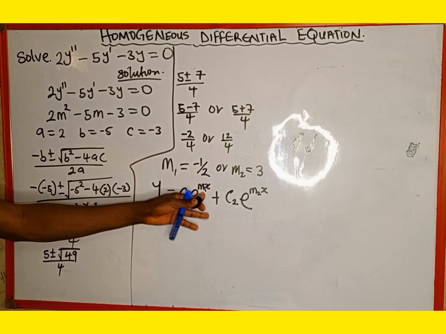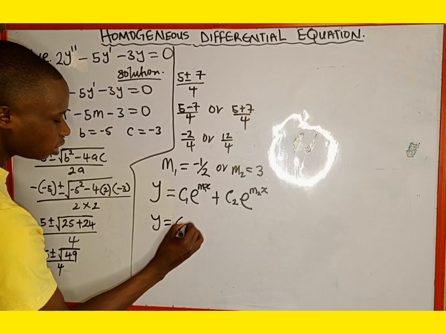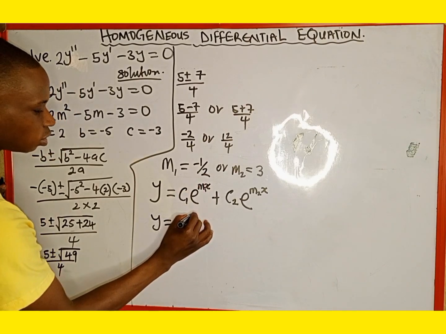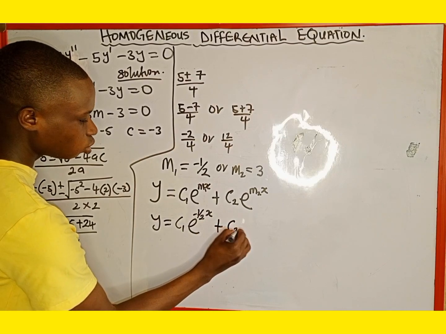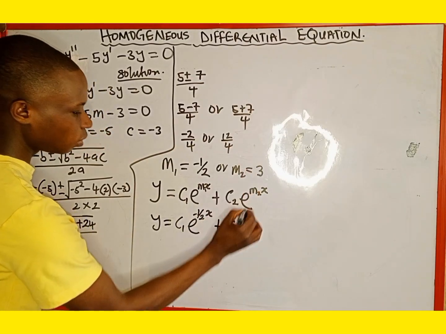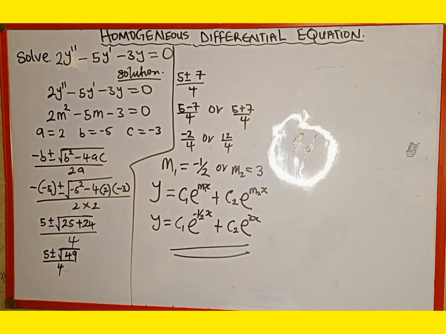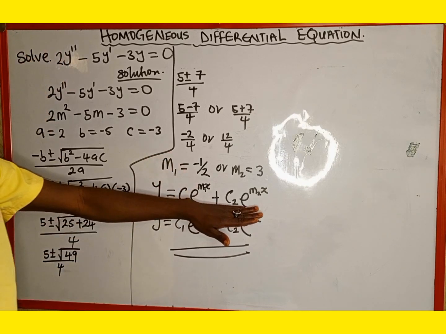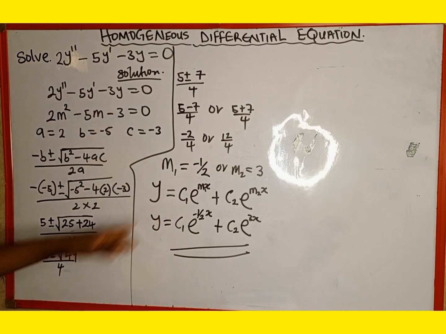Now we can substitute m1 and m2 into the general solution. We are going to have y is equal to C1 exponential of minus 1 over 2 x, plus C2 exponential of 3x, since m2 is 3. So this is the general solution of this given second order homogeneous differential equation. So first, you copy the auxiliary equation, then you solve the quadratic equation, then we use the general solution of a homogeneous equation when the roots are distinct.